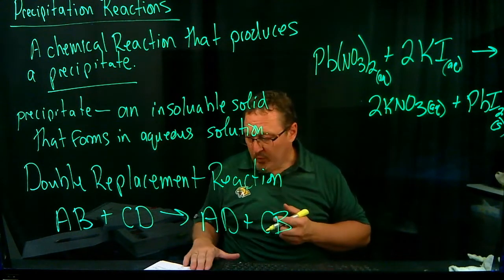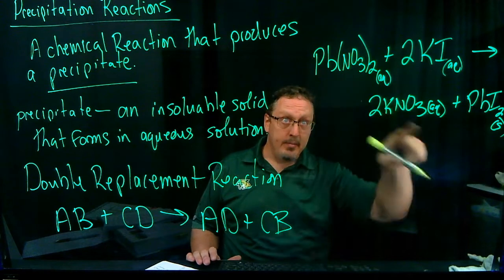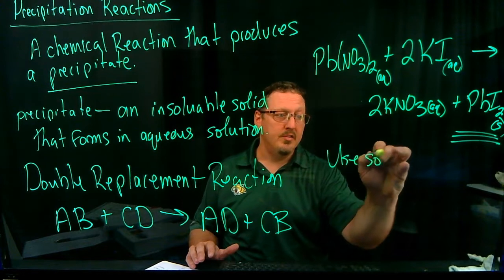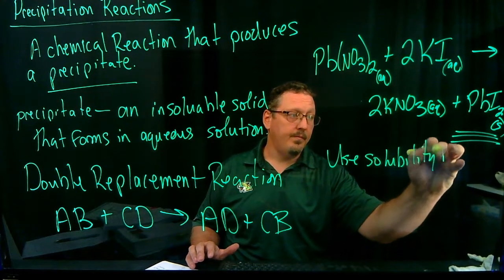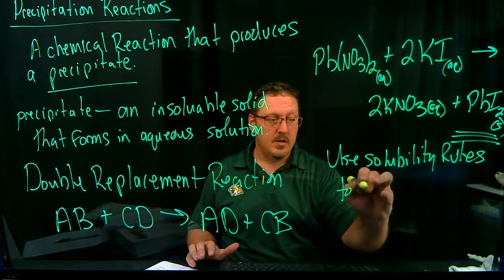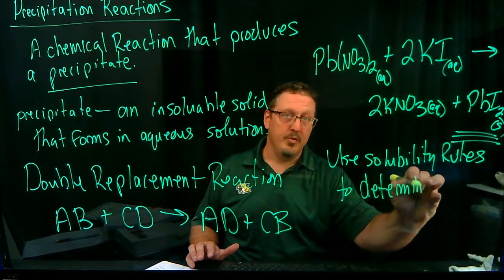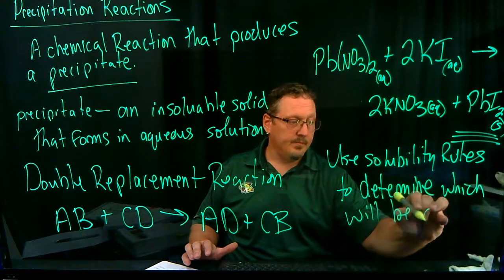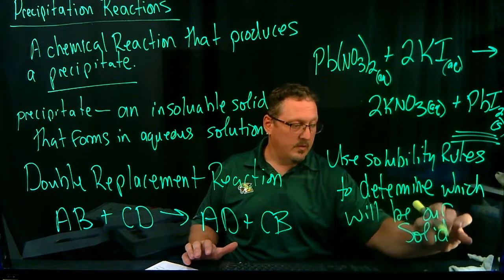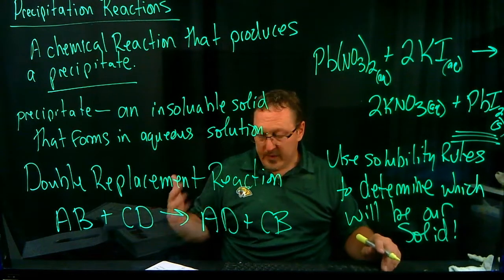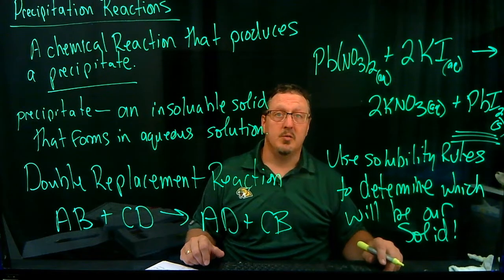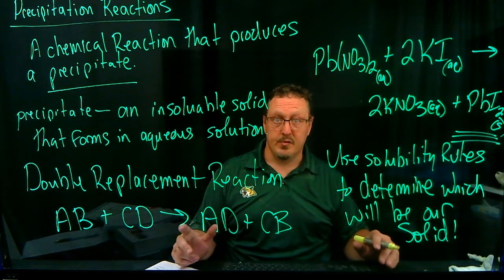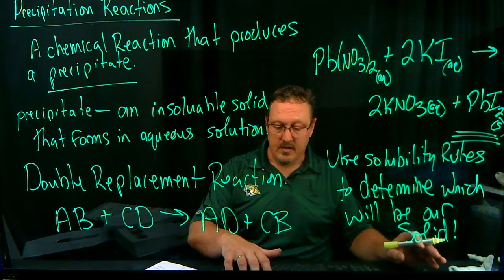So, okay, now, how do we know this happens? Well, we have to use our solubility rules. So we use our solubility rules to figure out what is what, to determine which solid will form. Okay, we have to use our solubility rules to make sure that we understand what's going on. And so that's how this goes. So let me talk about those solubility rules, those guidelines, and we'll get to that in just a second.